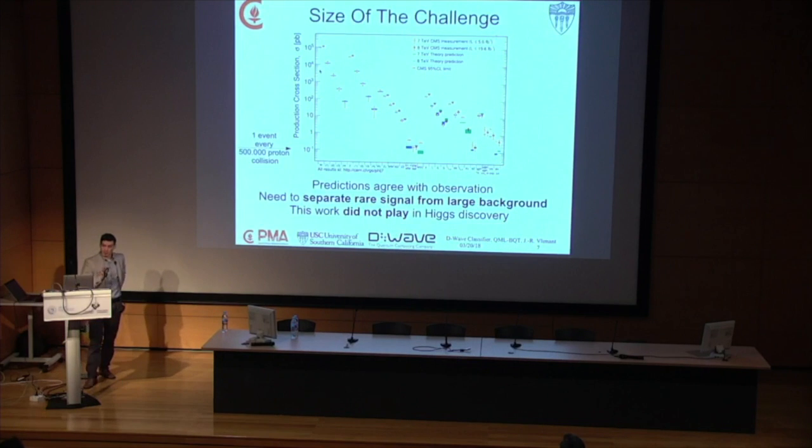Now, one slide to locate the size of the challenge at the LHC and in high energy particle physics in general is that here in this diagram of the frequency of appearance of different particles from the standard model, you can see over multiple orders of magnitude something very common, like the W production. And there at the end, you have the Higgs production that is completely swamped under many orders of magnitude of background. So what we have to do is separate very rare signal from very large background.